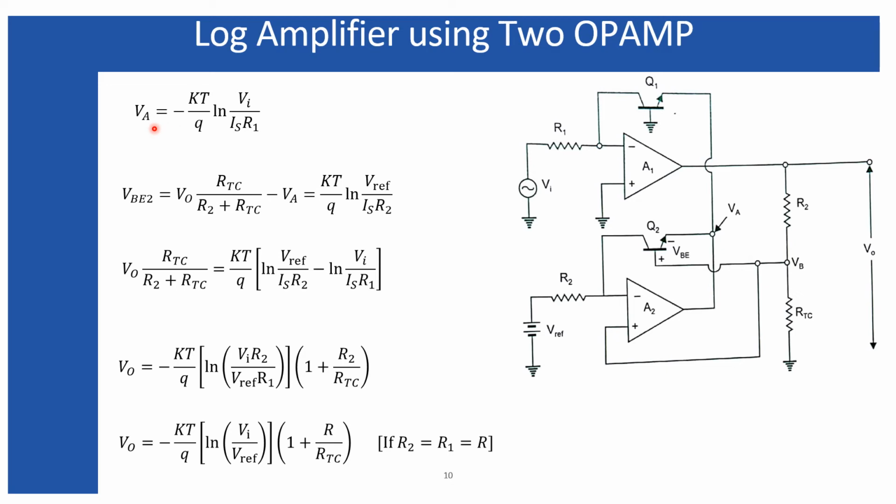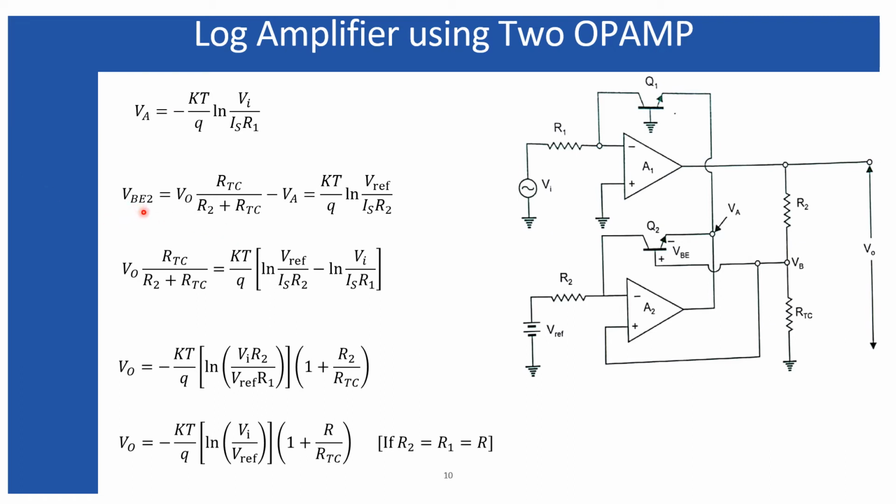So from the basic principle of the logarithmic amplifier, we can directly write that Va is equal to minus kT divided by q times the natural logarithm of Vi divided by Is times R1, because Va is the potential at its emitter and zero potential appears at its base. We know in the expression of collector current, VBE, which is equal to 0 minus Va, should appear in the expression IC equals IS times e to the power VBE divided by VT. So this negative sign is appearing over here.